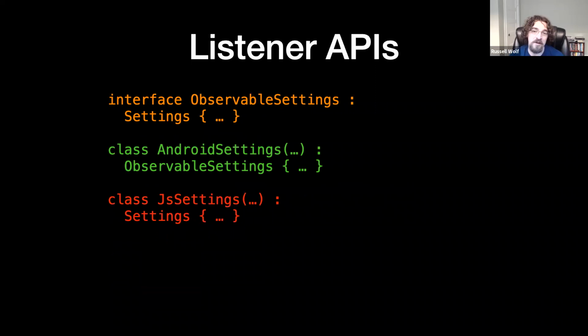What I ended up doing was another advantage of having an interface at the root of everything: you can define a separate interface. All of the listener APIs I moved to ObservableSettings, which Android and iOS can implement because they know how, but JavaScript doesn't. Similarly, right now the Windows implementation is not observable, but one of the JVM ones is.